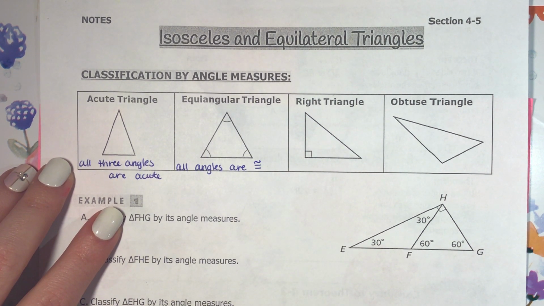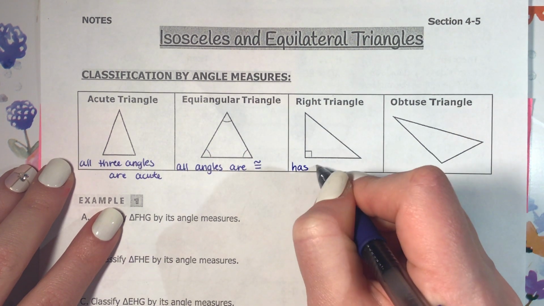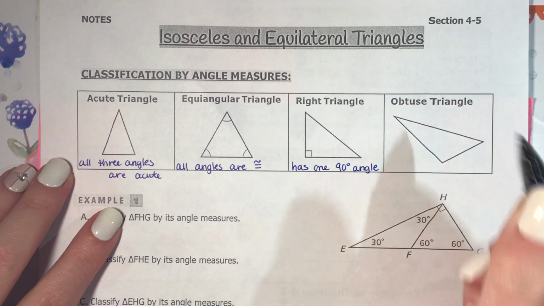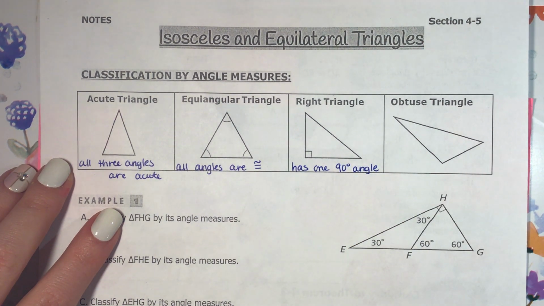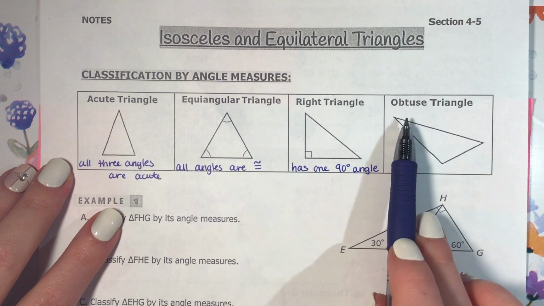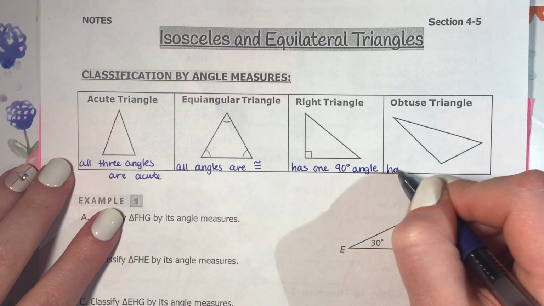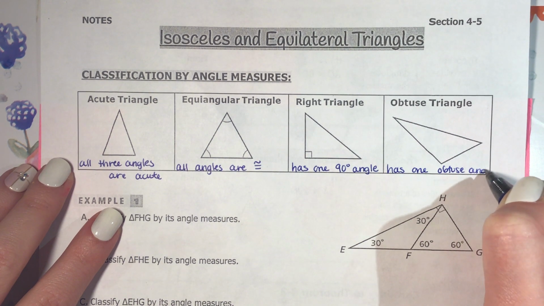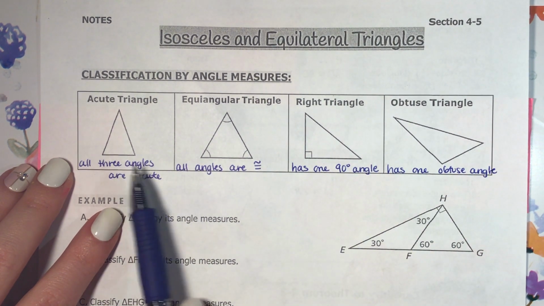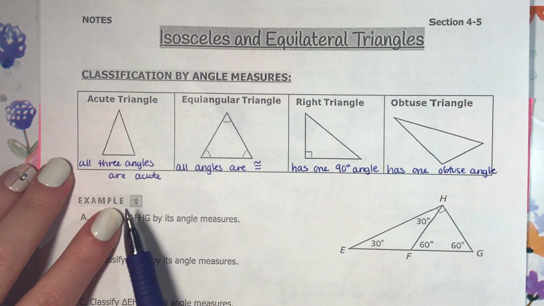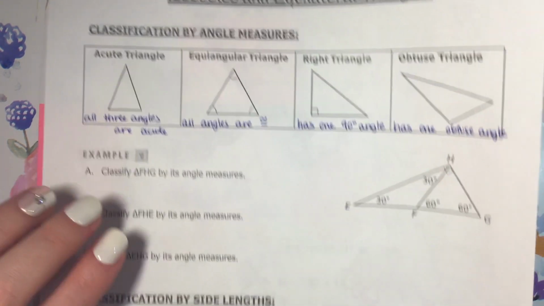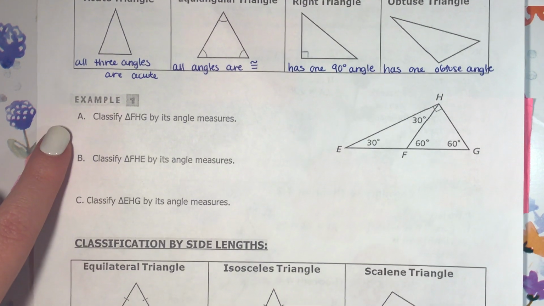I also have something called a right triangle, and a right triangle has one 90-degree angle. And finally, we have an obtuse triangle, and it has one obtuse angle. Like I said, you've likely heard of these definitions before. Hopefully you have, but that was just a quick refresher. Let's classify some triangles based off of these words now.